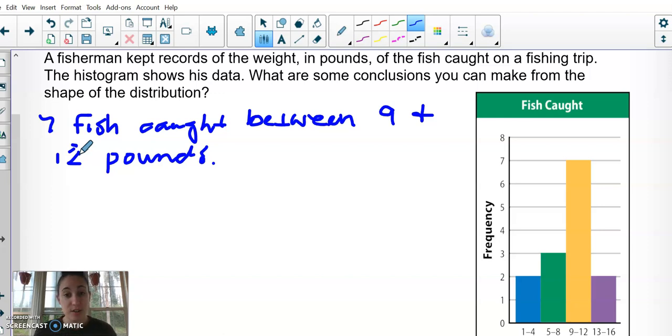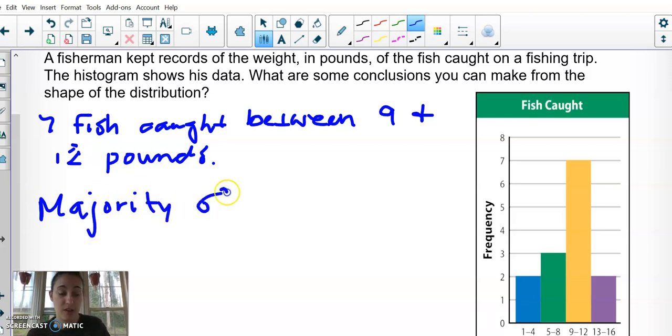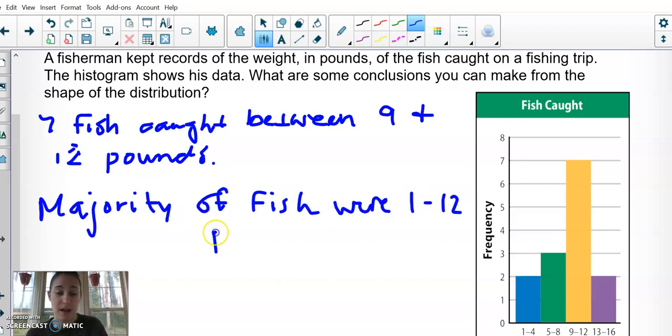We can say also that the majority of the fish were between 1 and 12 pounds. So I'll actually write that down. Majority of fish were 1 to 12 pounds. Because if you look, oh dear, that's pounds.